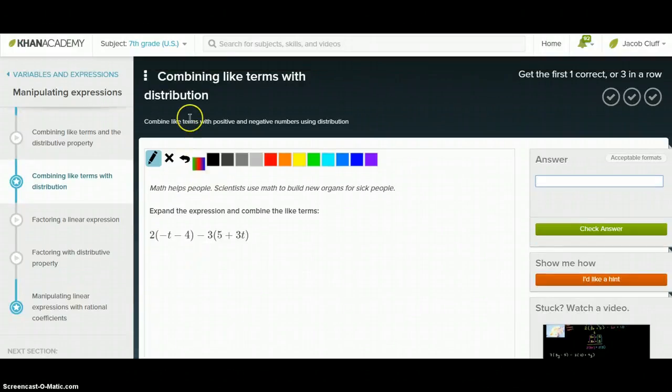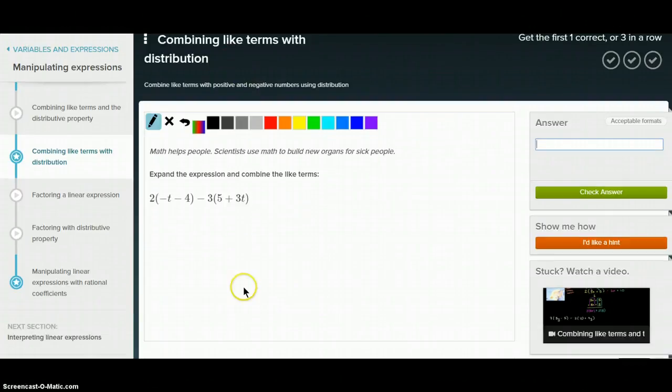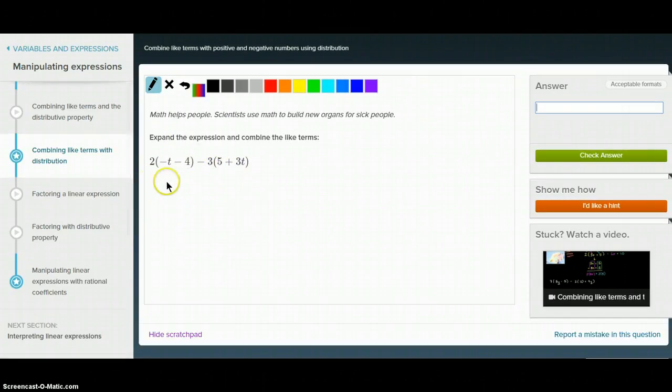So in this video we're going to talk about combining like terms with distribution. So essentially what we're going to do over here is we're going to distribute these little portions over here in the parentheses. We're going to get rid of the parentheses, and then we're going to combine all the like terms. So let's start over here.